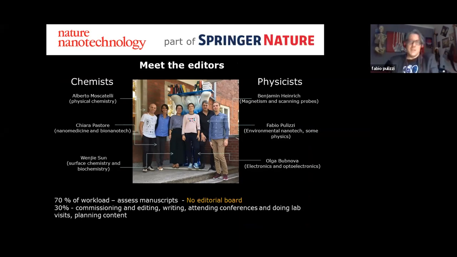So we have three, broadly speaking, chemists and three, broadly speaking, physicists, even if, for example, Benjamin, here on the right, is in fact a chemist in terms of master's degree and a physicist in terms of PhD. I am definitely a physicist. Olga is an engineer by training, but then she has a PhD in physics. And Alberto is a physical chemist. Chiara Pastore is a structural chemist. And Wenji is also studying surface chemistry and biochemistry.